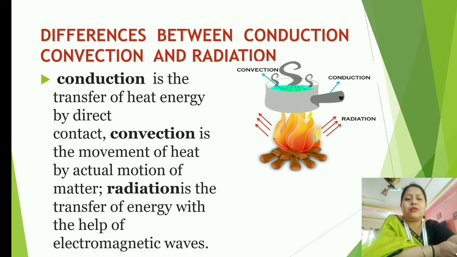Over the flame, the pan is kept, and the flame is radiating heat, so the process of radiation is occurring there. You can see the flame is heating the lower part, the base of the pan, and then the base gets heated. From that base, the heat gets transferred to the handle. That is the process of conduction occurring, and simultaneously the water is also getting boiled. The process of convection is occurring there. So all three things are occurring together. It's a very wonderful example.